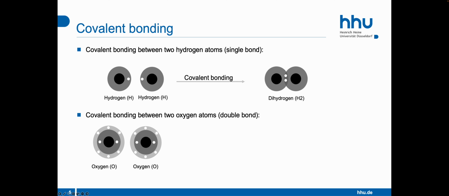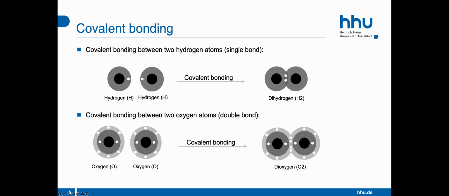Here we have oxygen atoms. Oxygen atoms typically have 8 protons and 8 neutrons in their nucleus and 8 electrons orbiting the nucleus. You can see that the first electron shell is filled with 2 electrons and the second shell has 6 electrons. But to be more stable, and to fill the second shell, it needs 2 more electrons. To achieve this, it can share electrons, for example, with another oxygen atom.